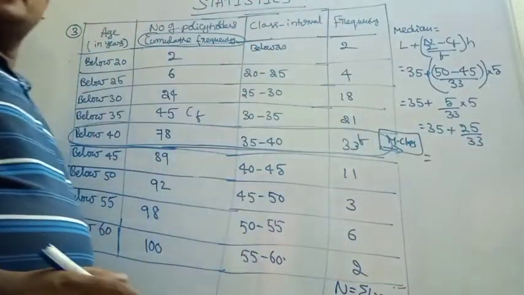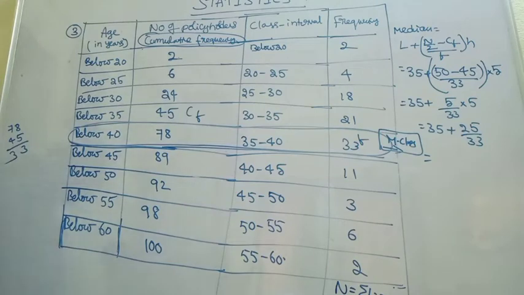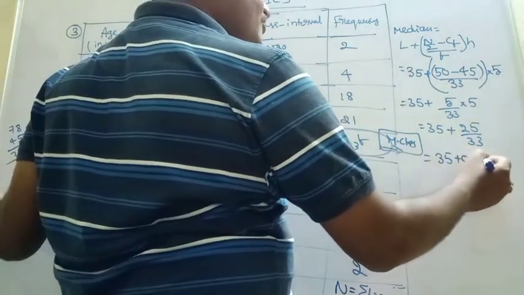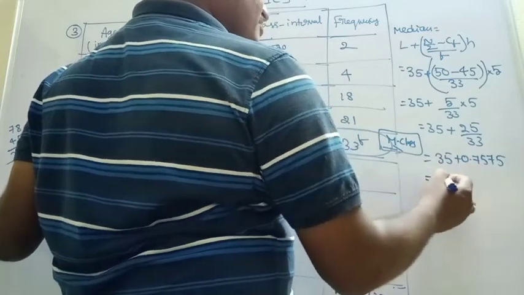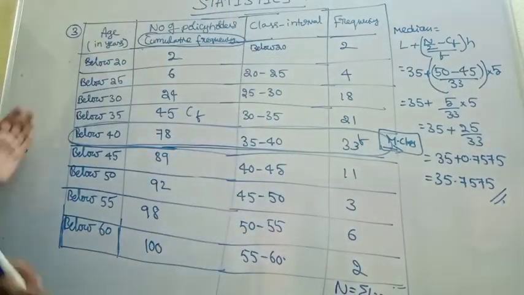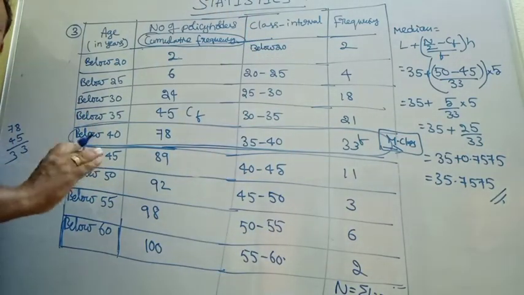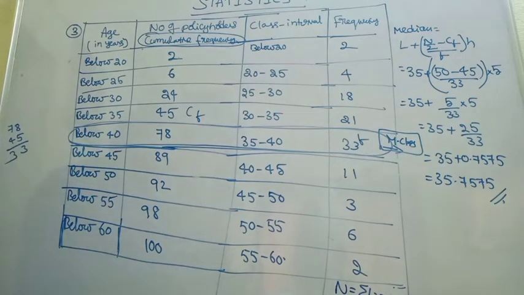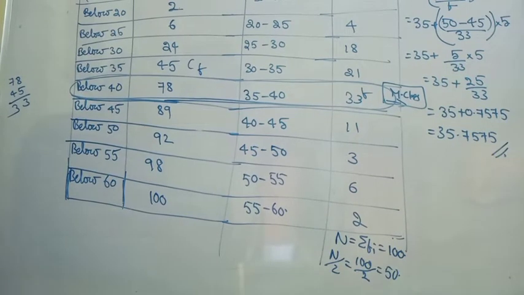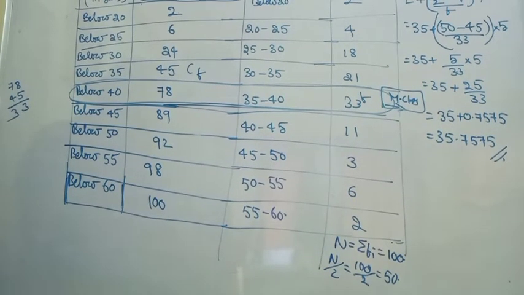Now if you simplify this, my dear students, how are we going to get it? 35 plus 25 by 33 is 35 plus 0.7575, which is 35.7575. This is the median, in this beautiful way. We have explained two models in this. It is very important, my dear students. We have covered two problems in this model, and these are very important. In this way you will be doing these star marked problems.